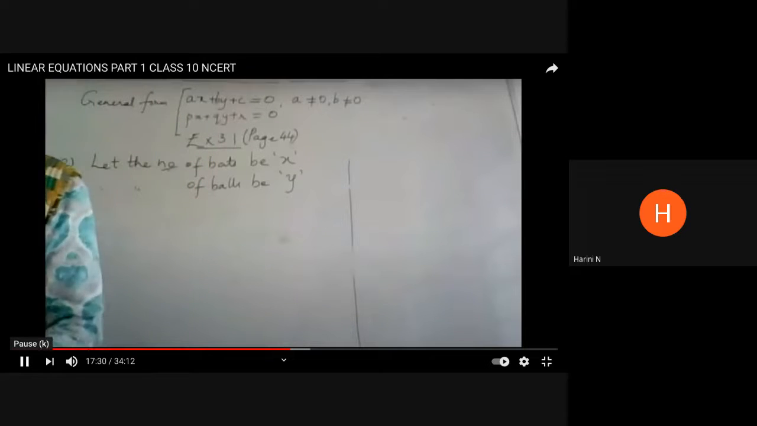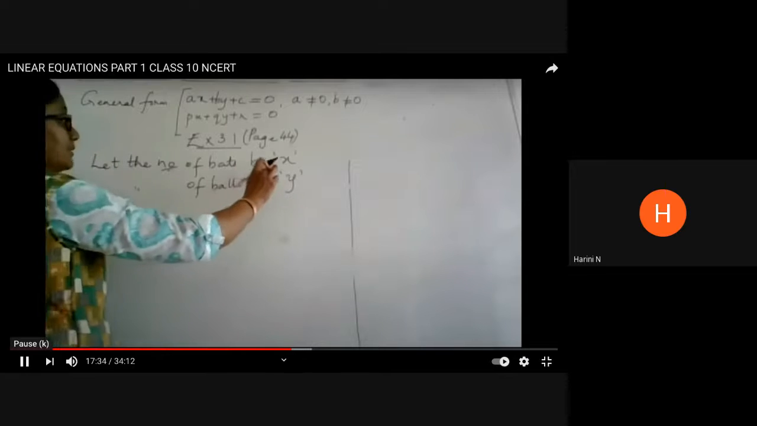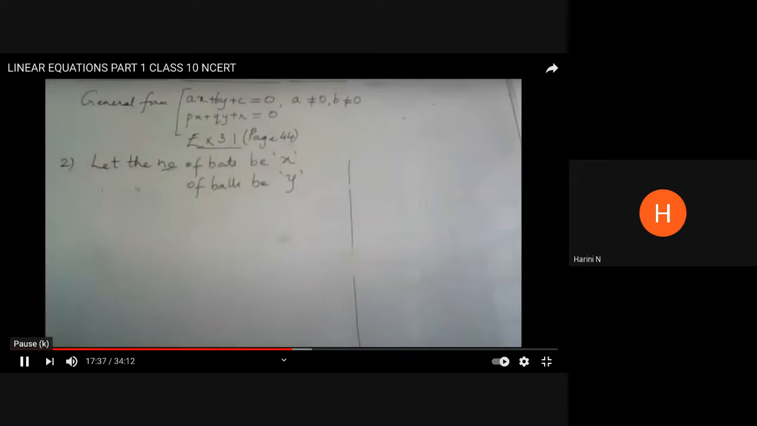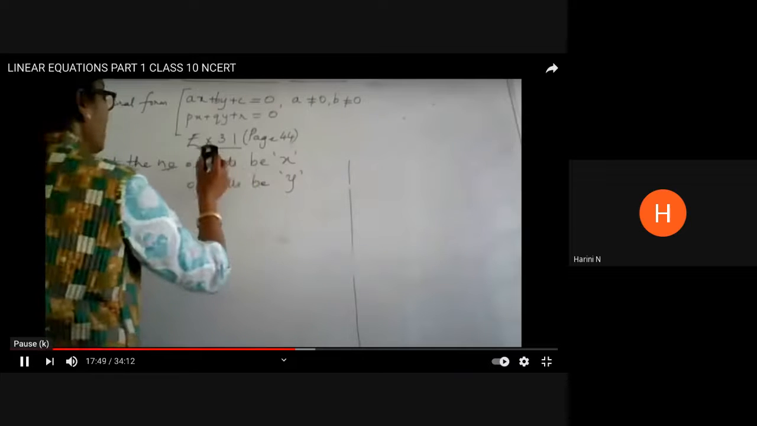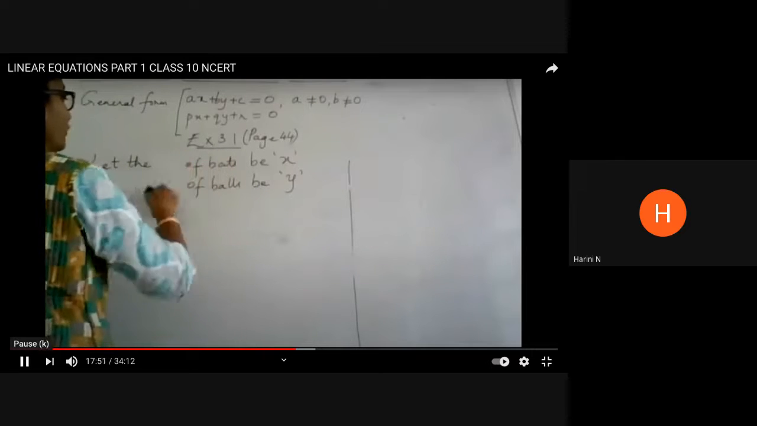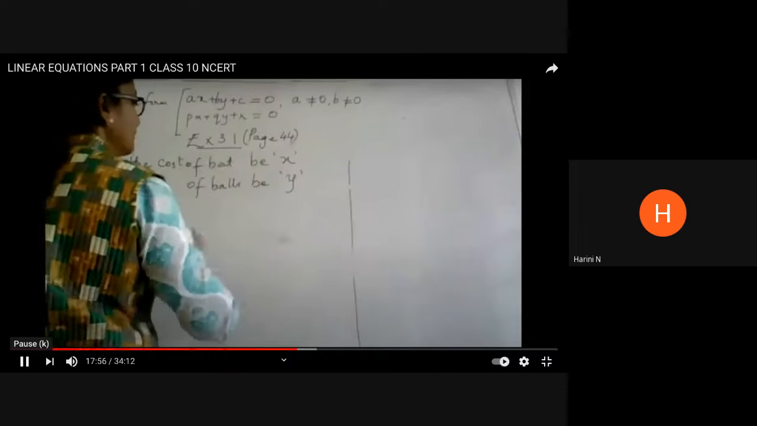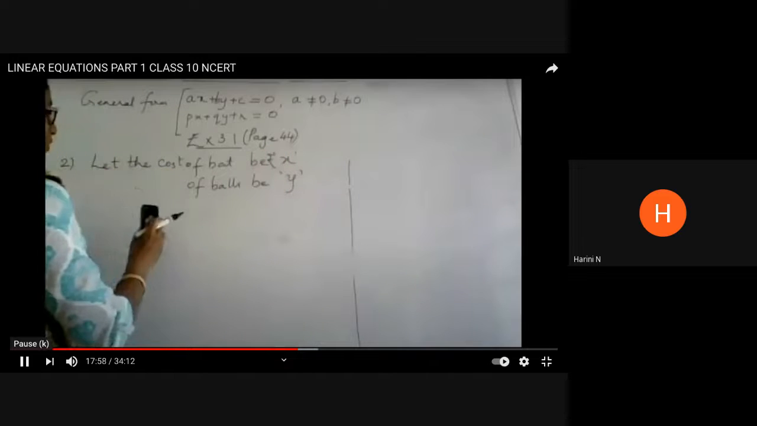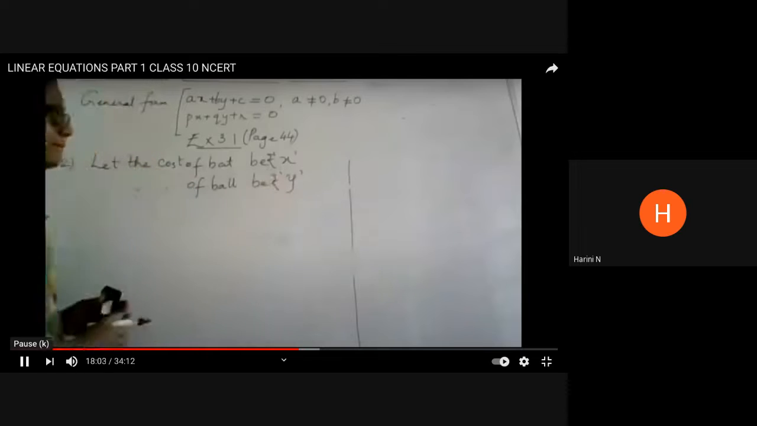Now the first condition says the coach has to buy 3 bats and 6 balls. So if the number of bats, no, we are not going to assume the number of bats, we are going to tell the cost of each bat, because she's buying 3 bats and 6 balls. So we can't tell the number of bats as it is. We will tell the cost of a bat. Let the cost of a bat be rupees X, and the cost of a ball be rupees Y.